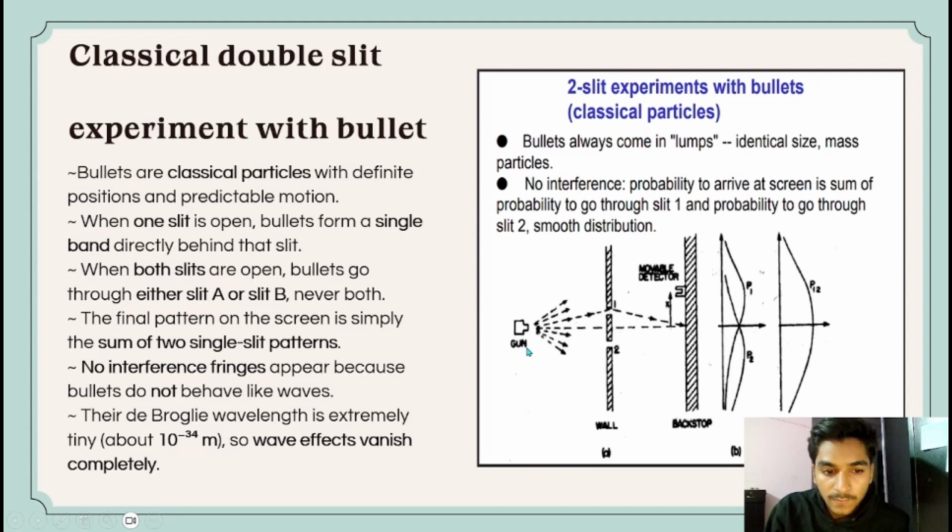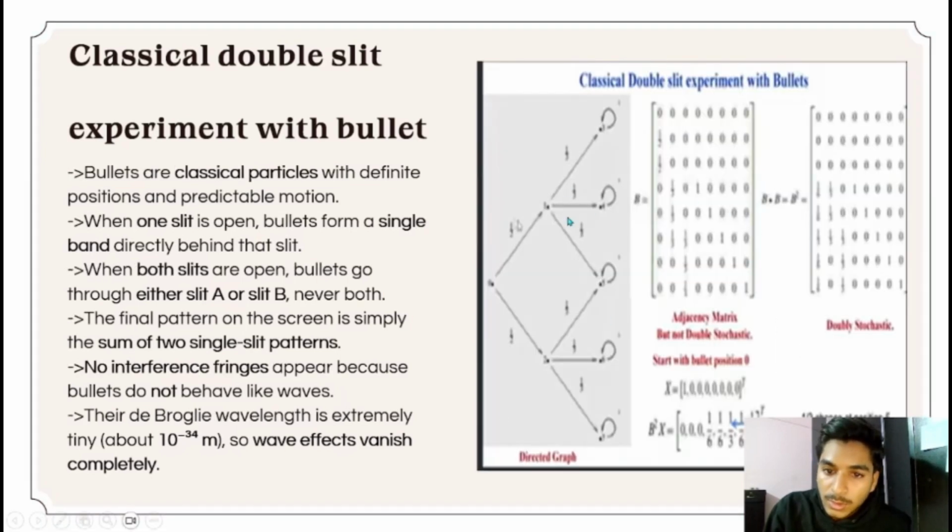No interference appears because bullets do not behave like waves. If a bullet behaved like a wave, it would show interference, but it does not because it is not a wave. The reason is that their de Broglie wavelength is extremely tiny, around 10 to the power minus 3 feet, so wave effects vanish completely.